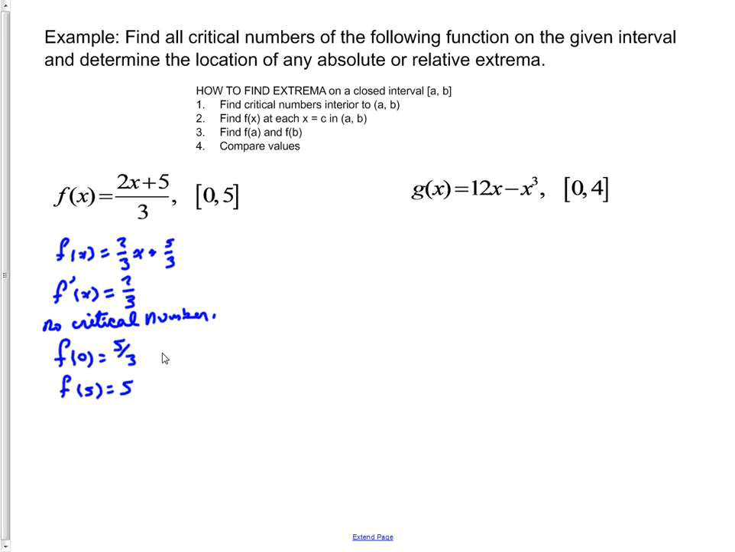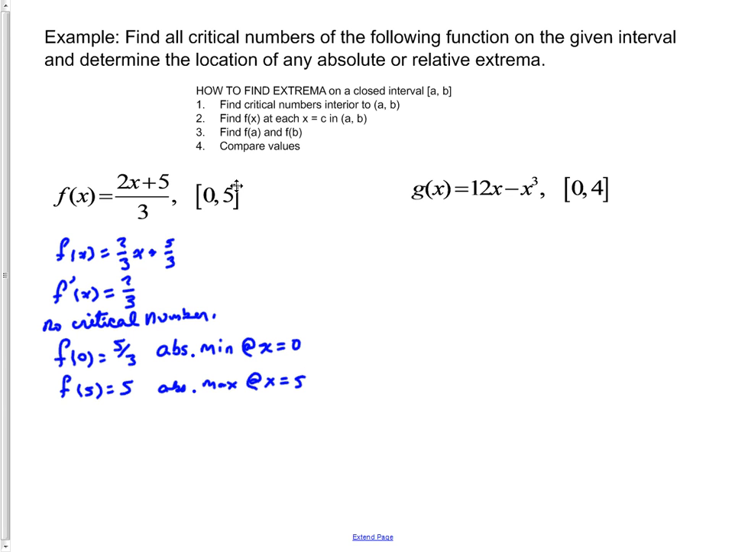Therefore, we're going to have an absolute minimum on this interval at x equals 0, the endpoint. And we're going to have our absolute maximum occur at our endpoint x equals 5.